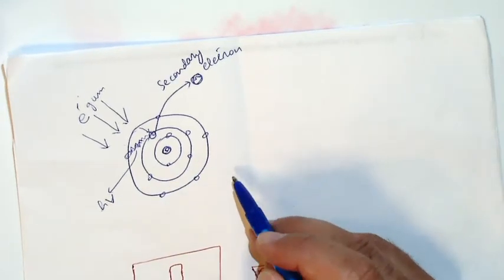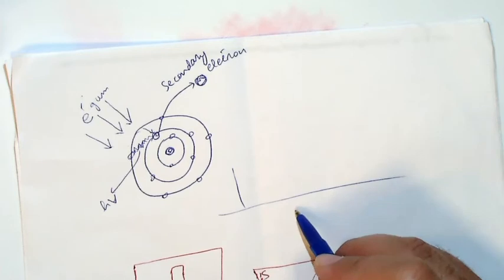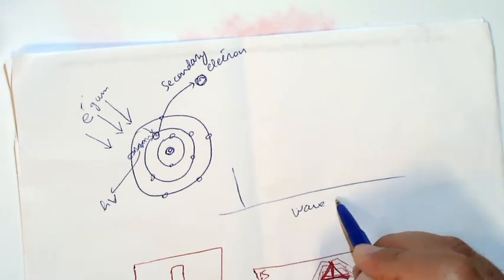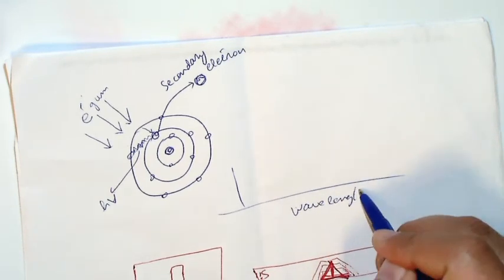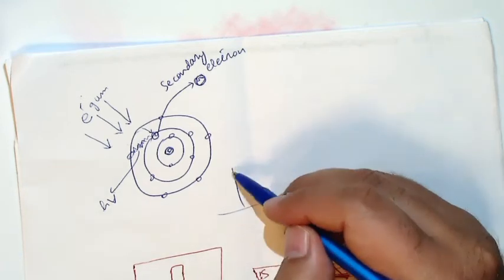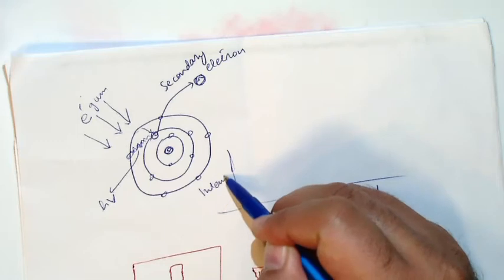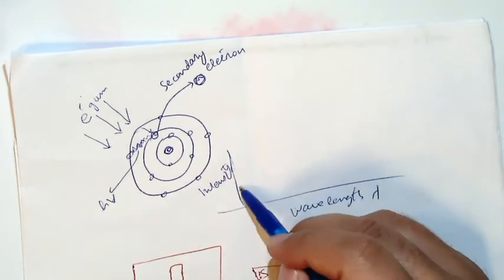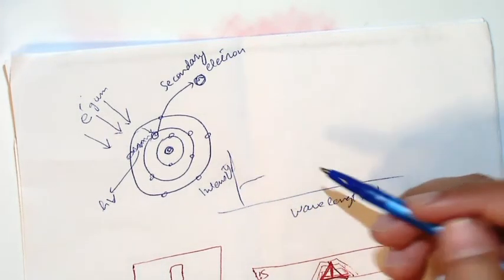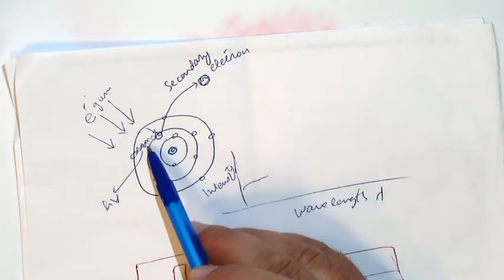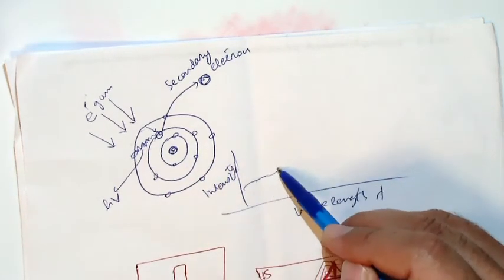So let's say I draw this pattern: I put wavelength, lambda, on this side, and on this side we have intensity. If you look at this pattern, how much intensity we are getting at different wavelengths, this energy which is being released, you will get a peak in some places.